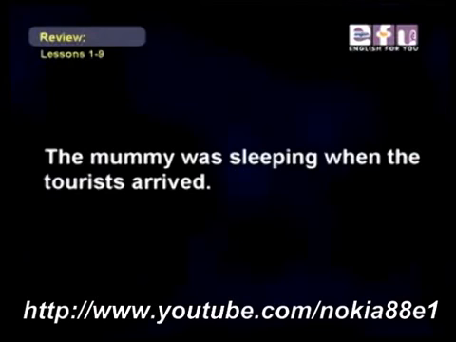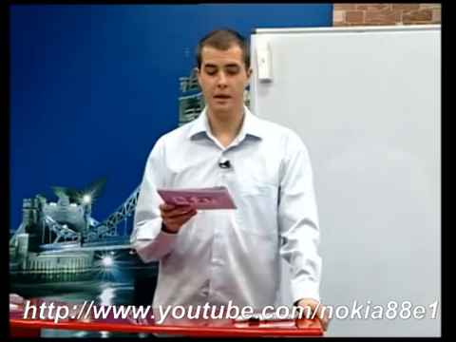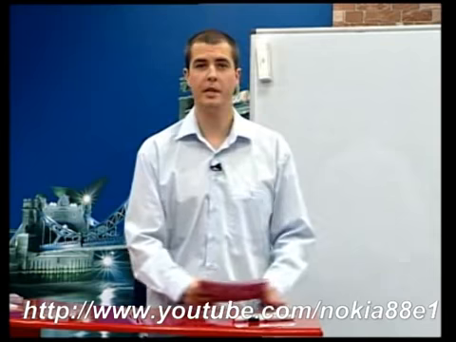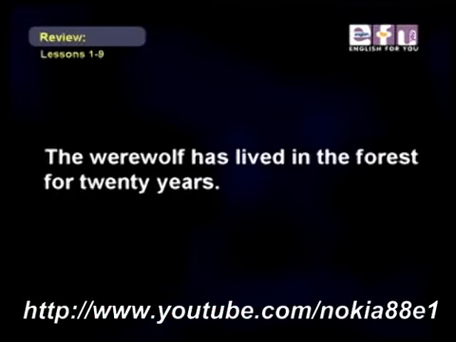Okay, here's another one. The mummy was sleeping when the tourists arrived. One of the verbs in this sentence, was sleeping, is in the past continuous. The past continuous is used to describe an event that was happening, was in progress at a certain time in the past. It's like the present continuous, but it was happening in the past.